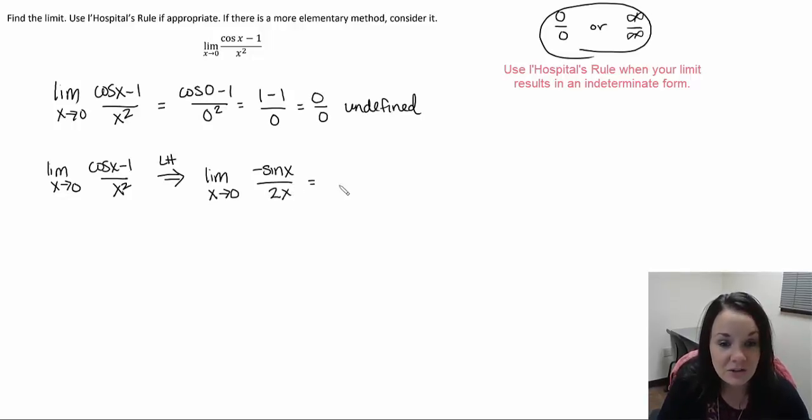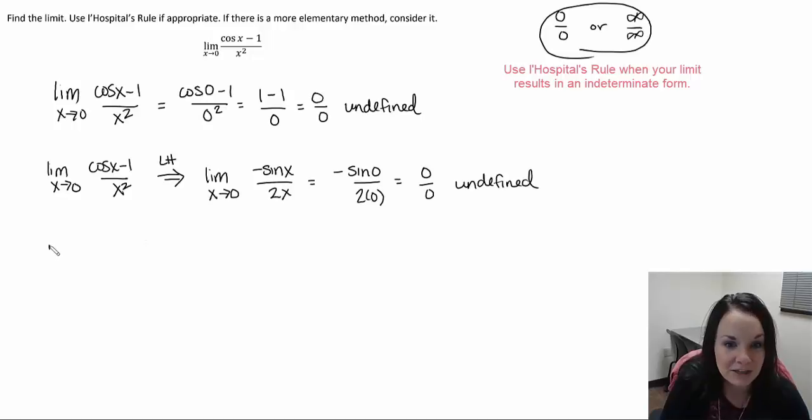So now I can try plugging in 0. I end up getting negative sine of 0 over 2 times 0. Well, that still is 0 over 0, which again is undefined. So what do we do at this point? Well, we do L'Hopital's rule one more time.